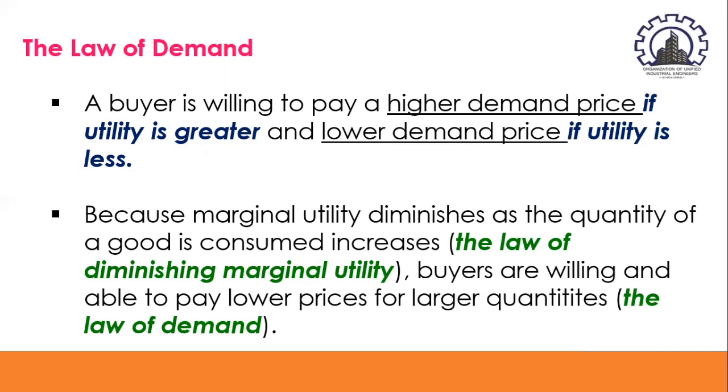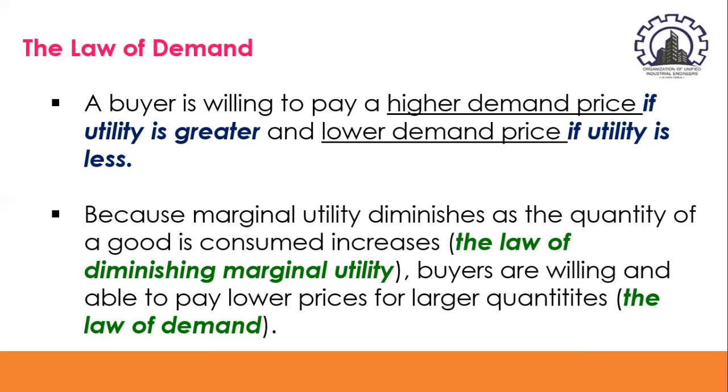So here, a buyer is willing to pay a higher demand price if utility is greater, or a lower demand price if utility is less. Now, because marginal utility diminishes as the quantity of a good consumed increases, which is the law of diminishing marginal utility, buyers are willing and able to pay lower prices for larger quantities, which refers to the law of demand. And therefore, the law of demand exists because less satisfaction is received for larger quantities.